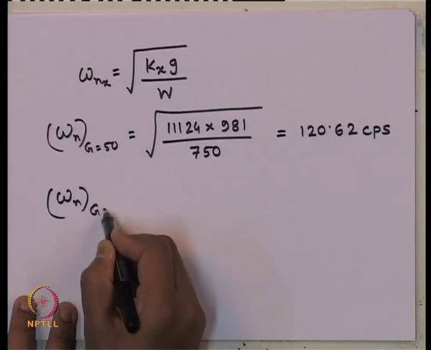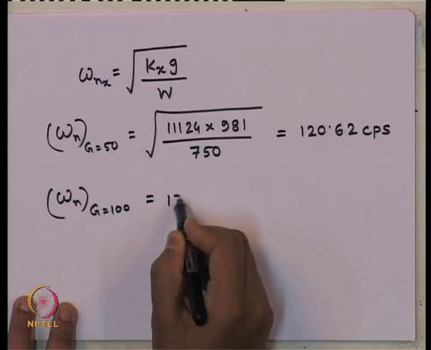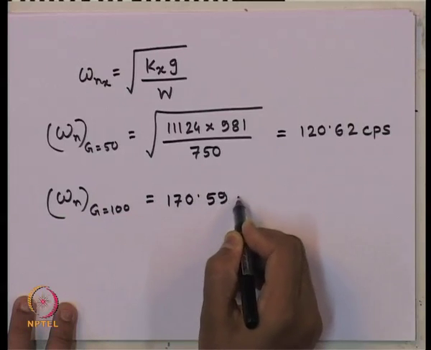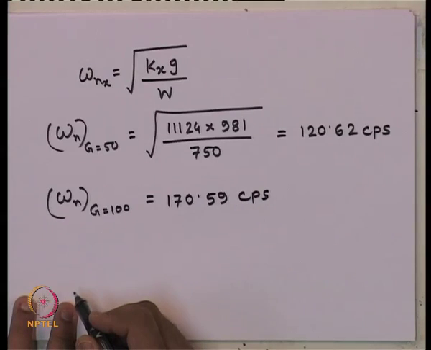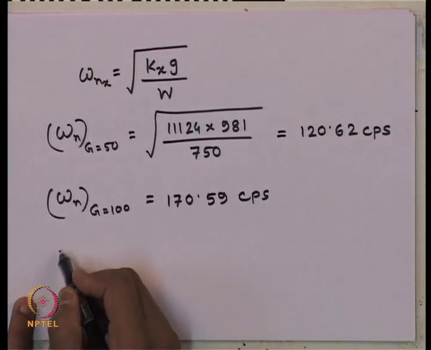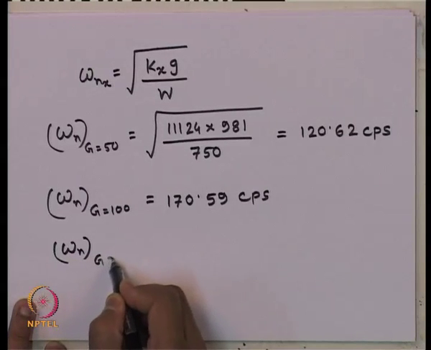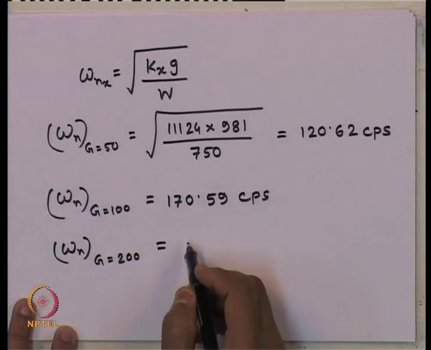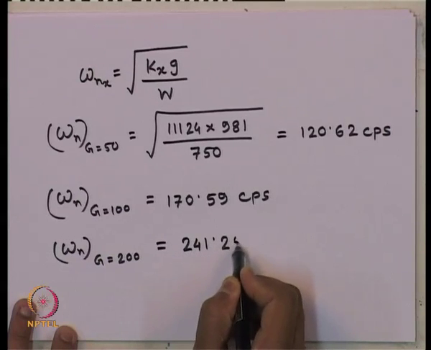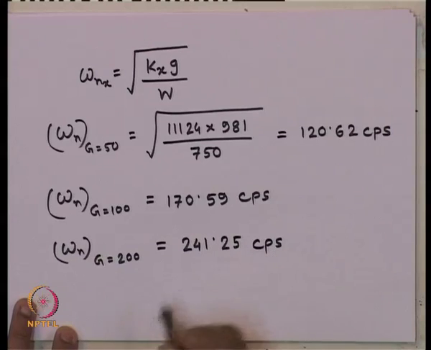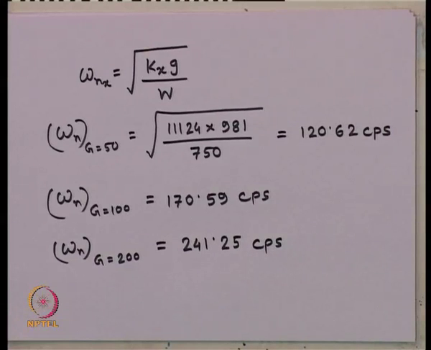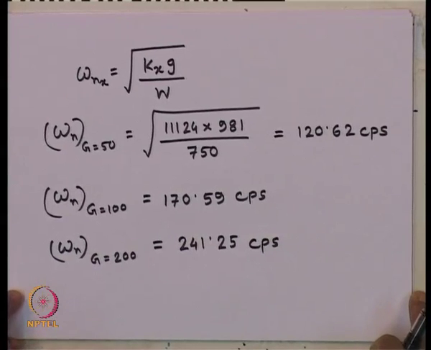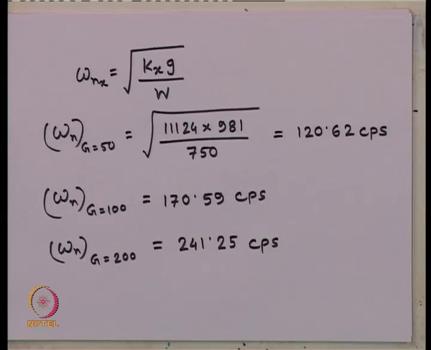Omega n for the other two types of soil is 170.59 cycles per second. Is that okay? And omega n for the third type of soil is 241.25. Okay. So, after obtaining the natural frequency, now we are ready to compute the displacement amplitude for two types of cases, constant force type and rotating mass type. Now, let us start with constant force type excitation.